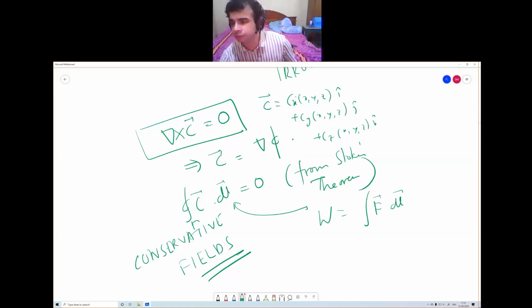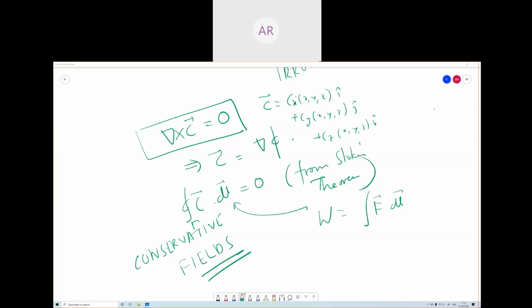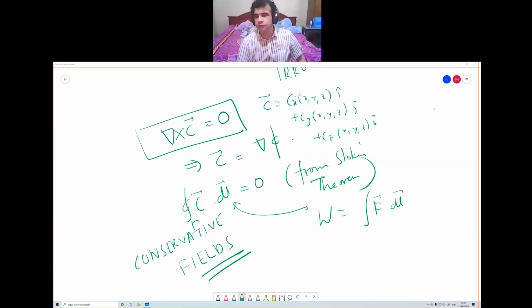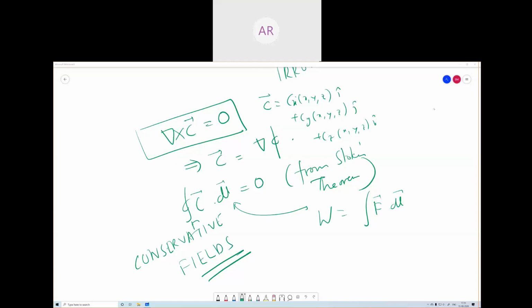Sir, magnetic field. No, magnetic field has a non-zero curl. Anything else? Gravitational. One more time, I couldn't catch you. Gravitational, very good example. Gravitational field is a conservative field.